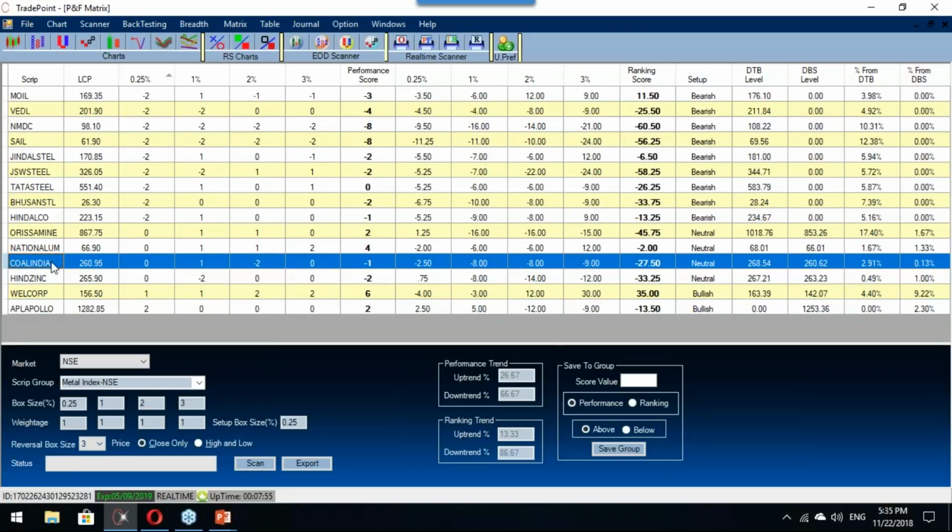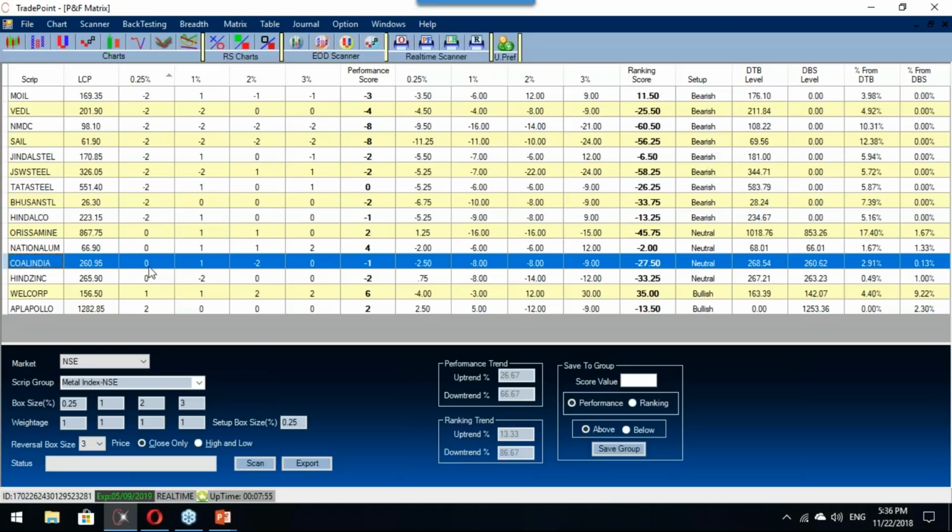So Coal India, if you notice, it had a score of 0, and a score of 1 in 1% box size, and -2 in 2% box size, and a score of 0 in 3% box size. So basically the stock is doing nothing at all.